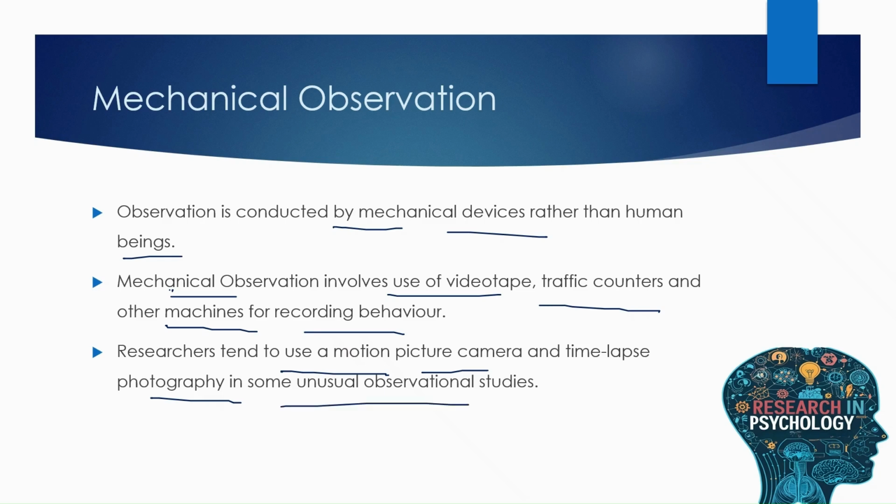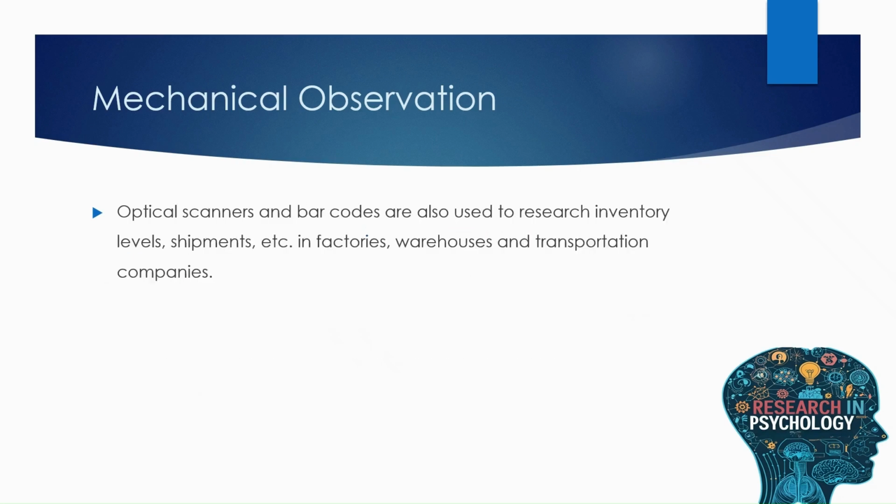Alright, so basically in mechanical observation, the observation is not being conducted directly by the researcher, but the researcher would be employing other devices like recording devices, traffic counters, or any other recording machine. Besides these, you might have also seen optical scanners and barcodes, which are also used in large warehouses and transportation companies to track their inventory and shipments.